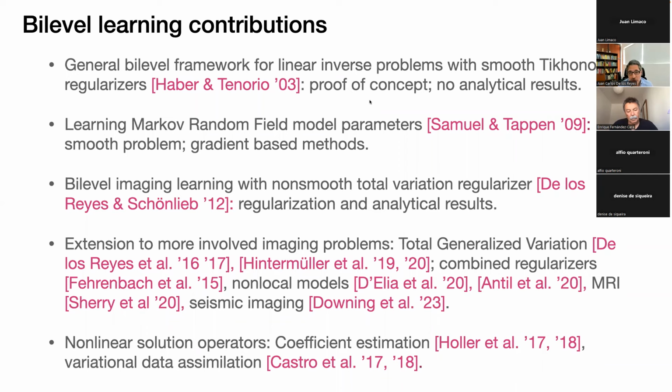Then in 2009, around this year, this bi-level learning philosophy entered the field of image processing by using this specific type of approach for learning Markov random field model parameters. And in this specific case, the problem is differentiable, so it was also possible to do a replacement similar to the one that I presented before. We started working in 2012 with the bi-level learning approach, but for non-smooth total variation regularizers, and provided some analytical results as well as numerical for these types of tasks.